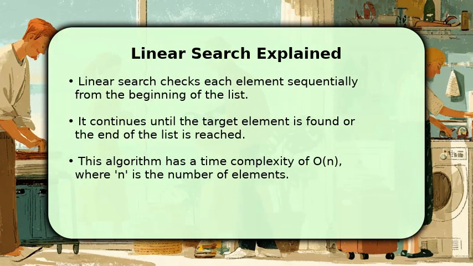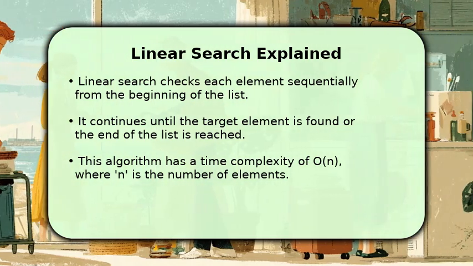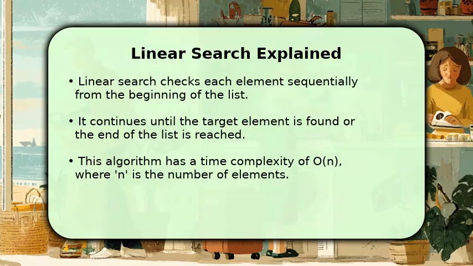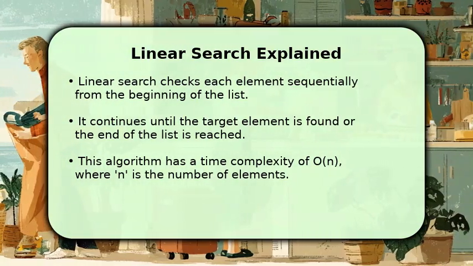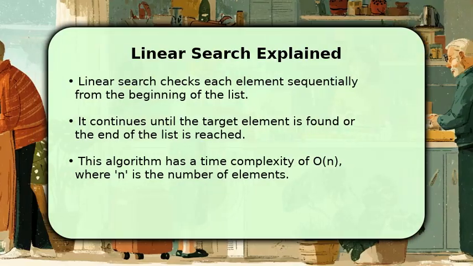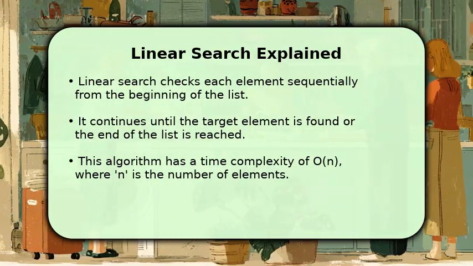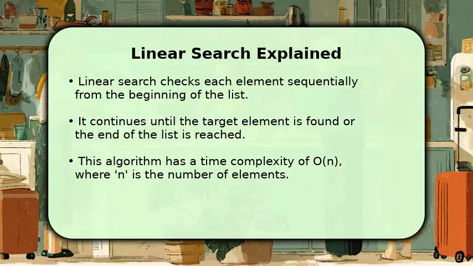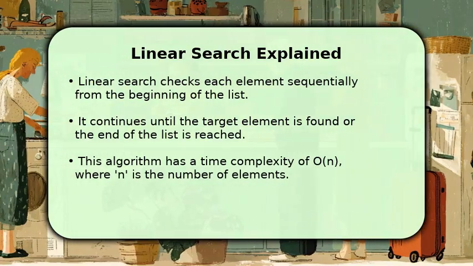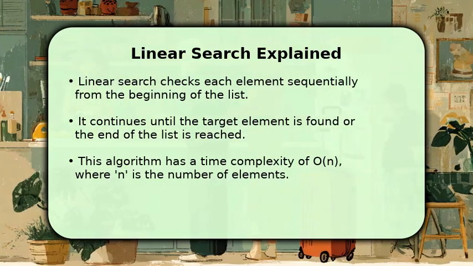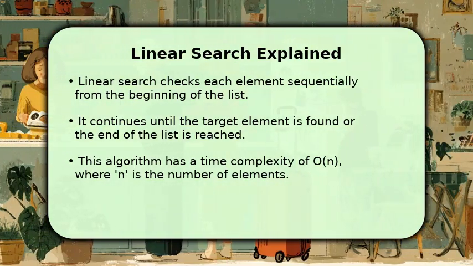Linear search is straightforward. It checks each element sequentially until a match is found or the end is reached. Imagine looking for a book by checking every single one on a shelf from left to right. Its time complexity is O(n), meaning performance scales directly with the number of elements. This method is simple to implement but can be slow for very large datasets, potentially requiring millions of comparisons.